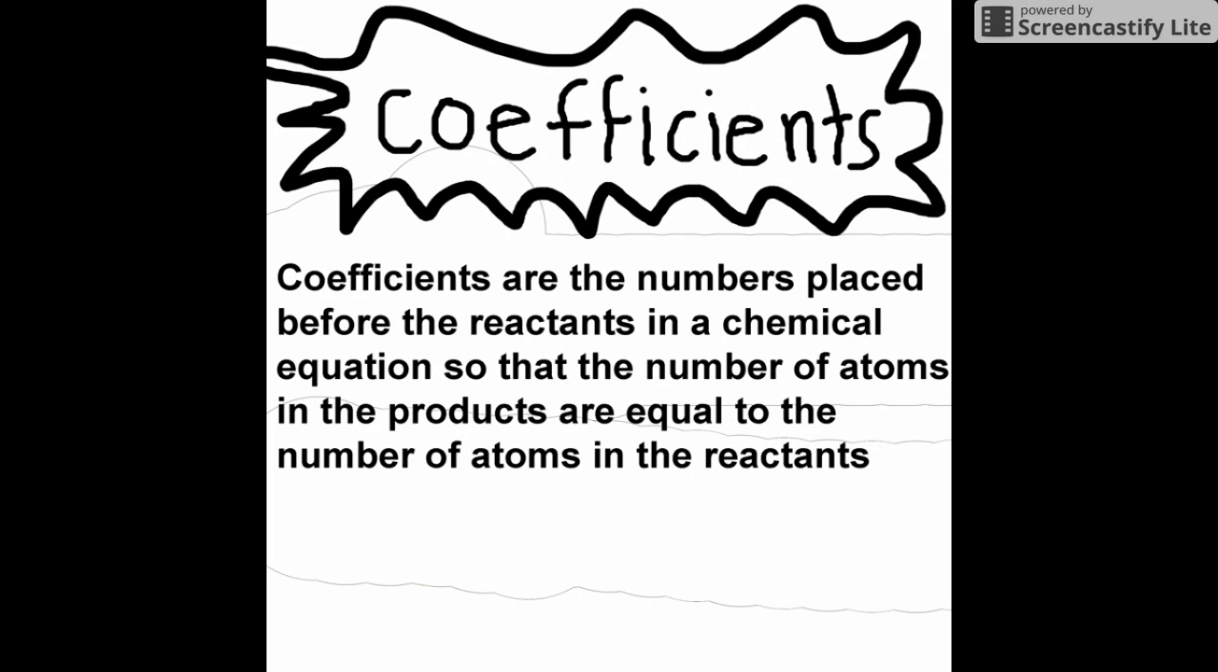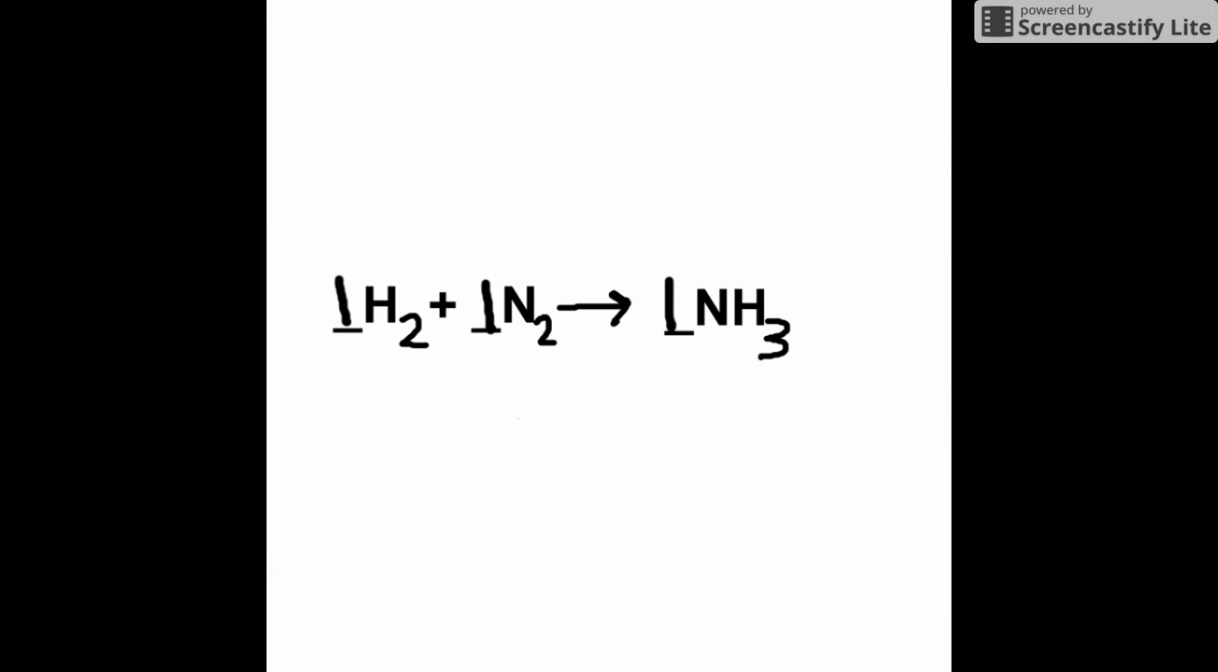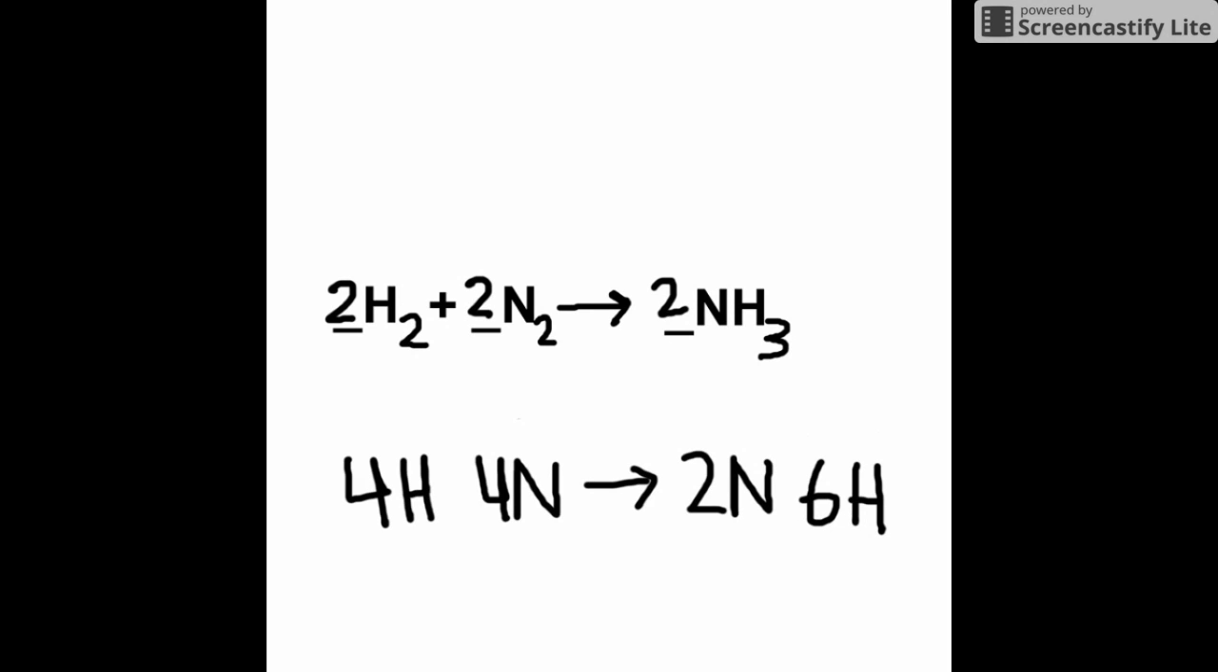Right now, all of our coefficients are 1. But in order to balance this equation, we have to change the coefficients. Let's change all of our coefficients to 2 and see what happens. When you multiply the subscripts by the coefficients, you get 4 hydrogens and 4 nitrogens on the left side, or the reactant side, and on the right side, or the product side, you have 2 nitrogens and 6 hydrogens. This equation is unbalanced. There are too many hydrogens and not enough nitrogens.